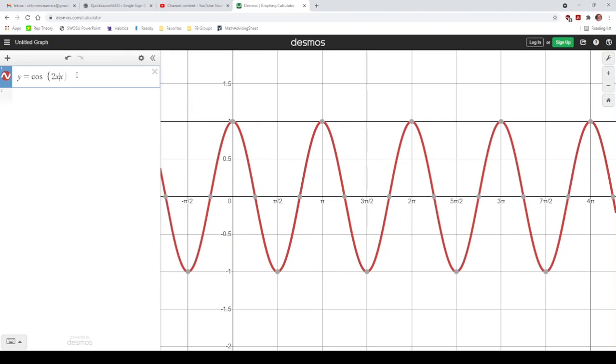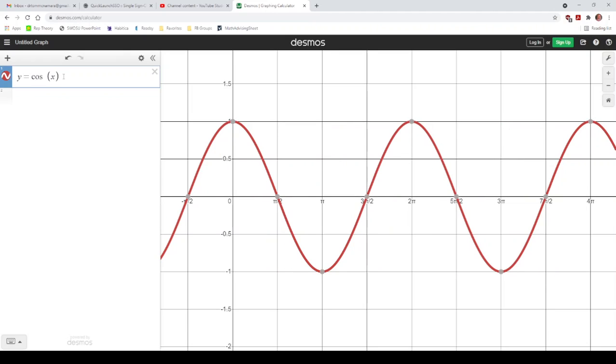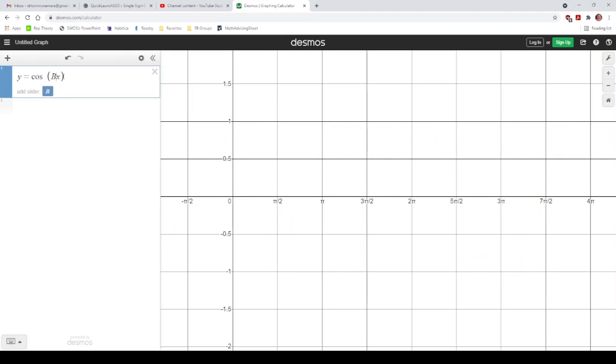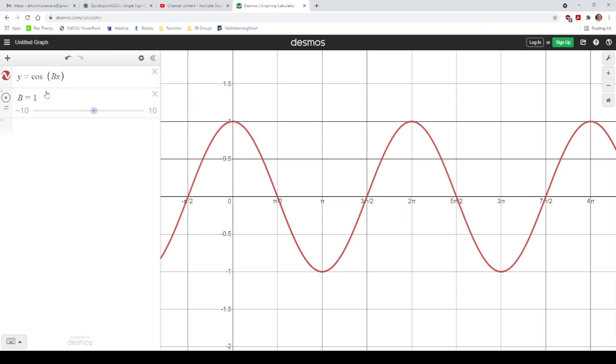We're not talking about cosine x, we're talking about cosine 2x. In fact, I'm going to do a little trick here. I'm going to put a B there. Desmos is going to let me add a slider. Okay, B can go from 1 to 5 with a step of 1.